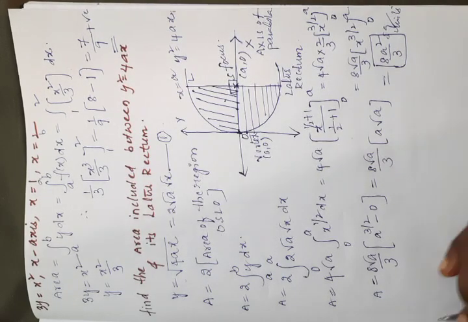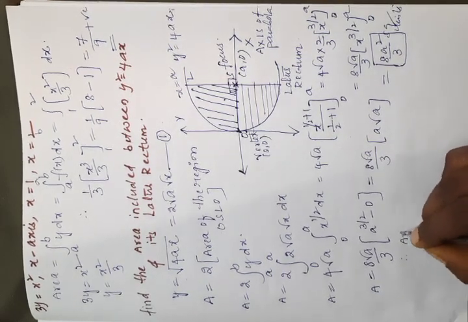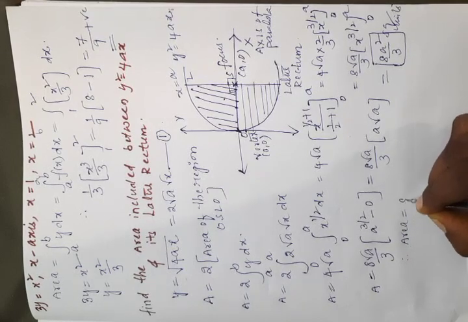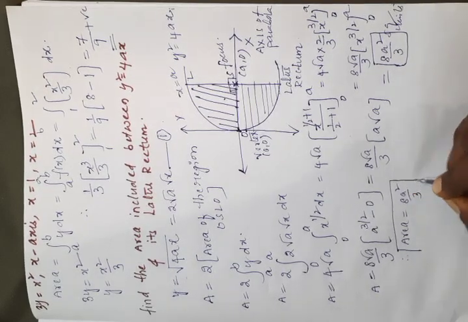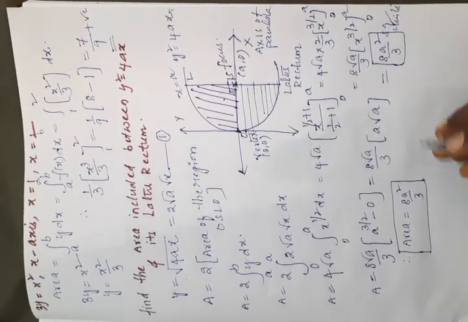So here the area required is 8A square by 3. ఇది ఒక ఫార్ములా, అలా గుర్తుంచుకుంటే మనకి ఈ సెట్ ఎగ్జామ్కి ఈజీ అవుతుంది.